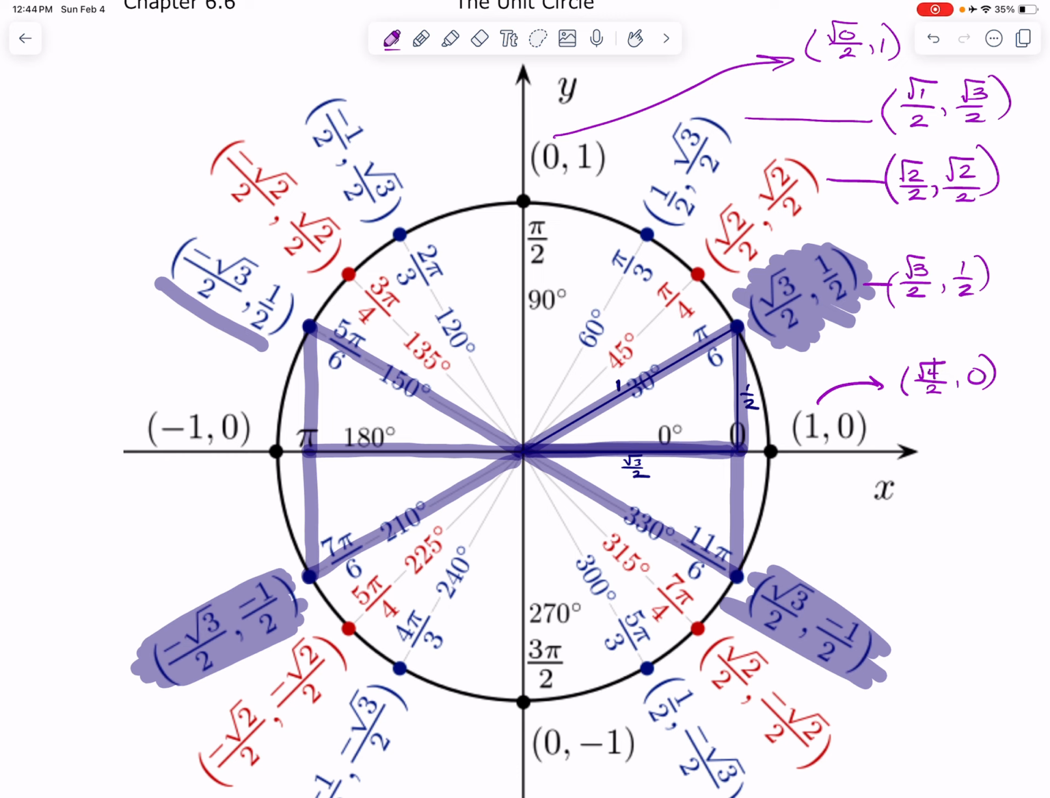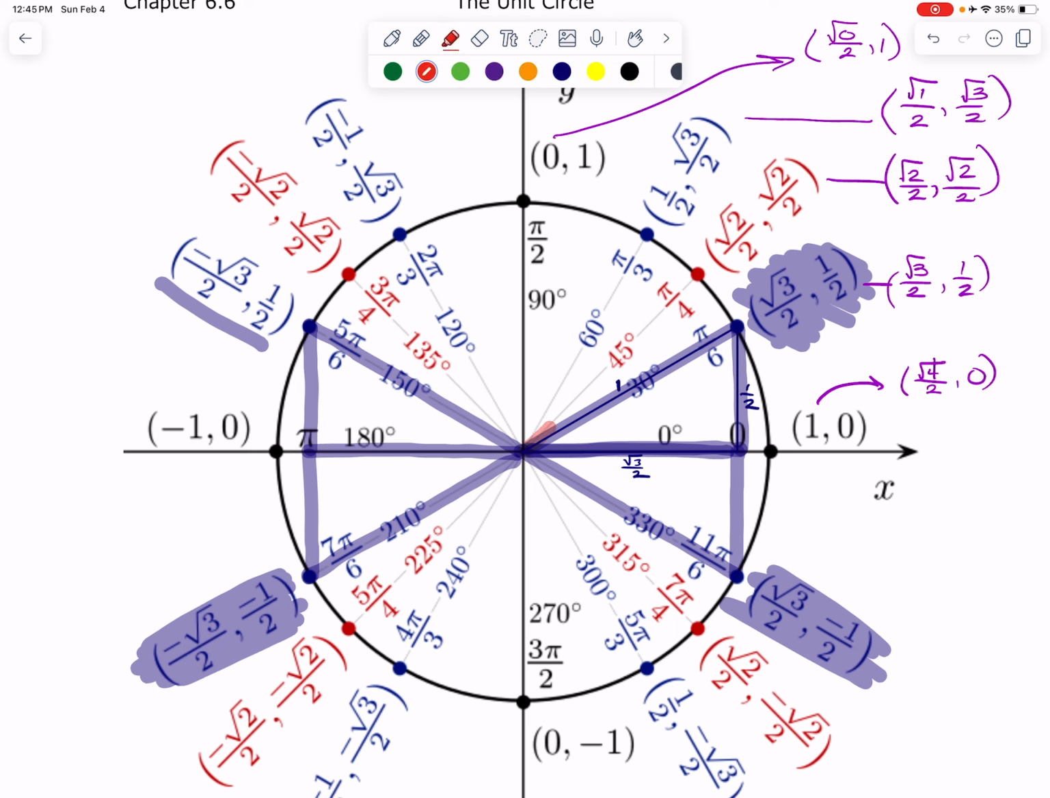Notice with our x's, we start with the 1, square root of 4 over 2, and then we just go down: square root of 3 over 2, square root of 2 over 2, square root of 1 over 2, square root of 0 over 2. The y's are reversed. I start at 0, square root of 0 over 2, and I go up: square root of 1 over 2, square root of 2 over 2, square root of 3 over 2, square root of 4 over 2. So there is a pattern.